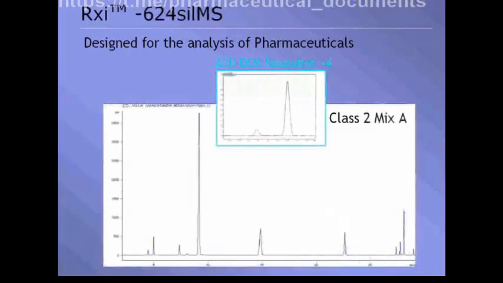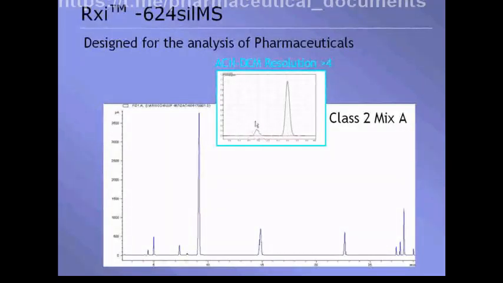When we look at class 2, this is probably the main reason why I would choose this column. We have purposely tweaked the selectivity of this phase to create maximum resolution between acetonitrile and dichloromethane. So the system requirement is much more easily met. In this case, we actually have a resolution value greater than 4.